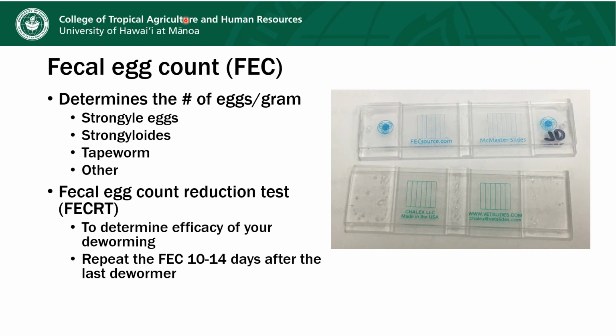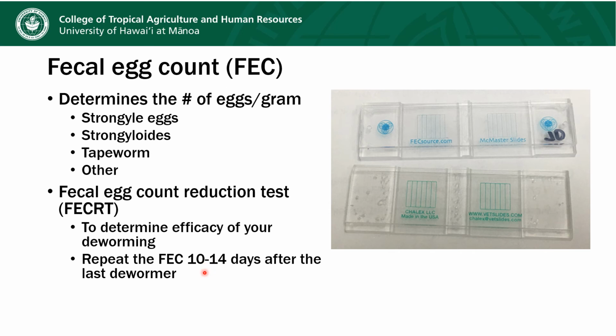A similar and related test is the fecal egg count reduction test. So what that basically means is we're going to do the fecal egg count, and then you're going to deworm your animal, and then we repeat the fecal egg count 10 to 14 days after the last dose that the animal received. There might be some variation depending on specifically which parasites we're looking at in your animals, but 10 to 14 days is a pretty good range.